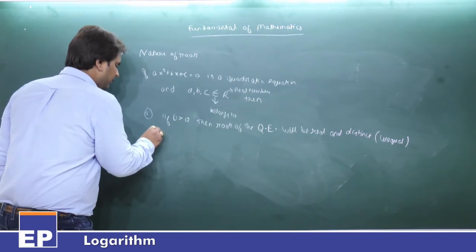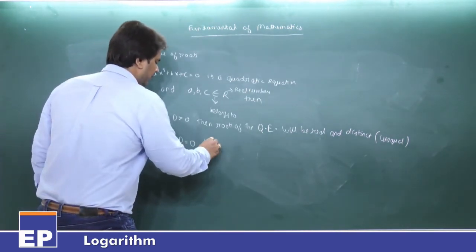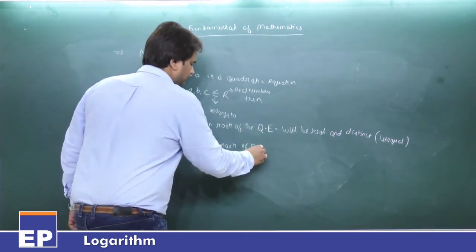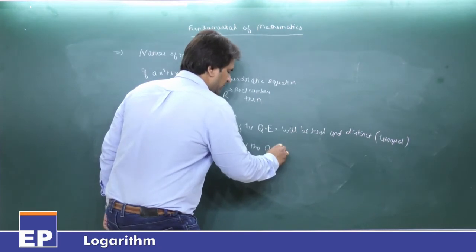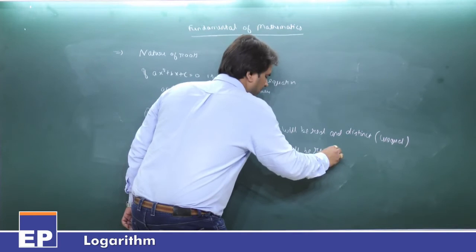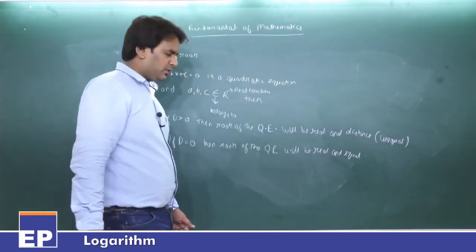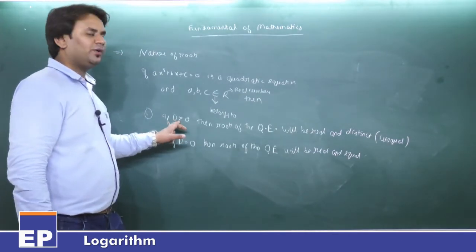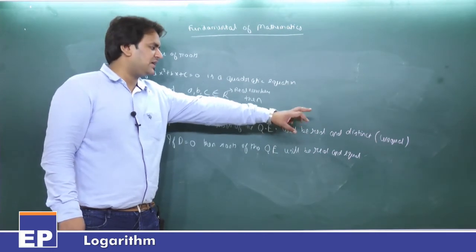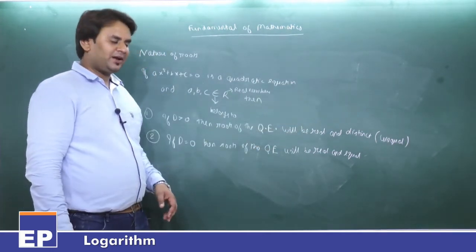What is the second condition? If d is equal to 0, then roots of the quadratic equation will be real and equal. Real and equal. If d is greater than 0, then roots will be real and distinct; distinct means unequal. If d is equal to 0, then roots of the quadratic equation will be real and equal.